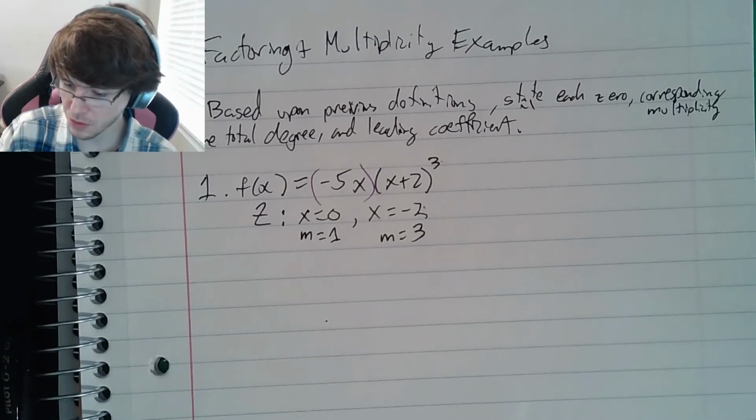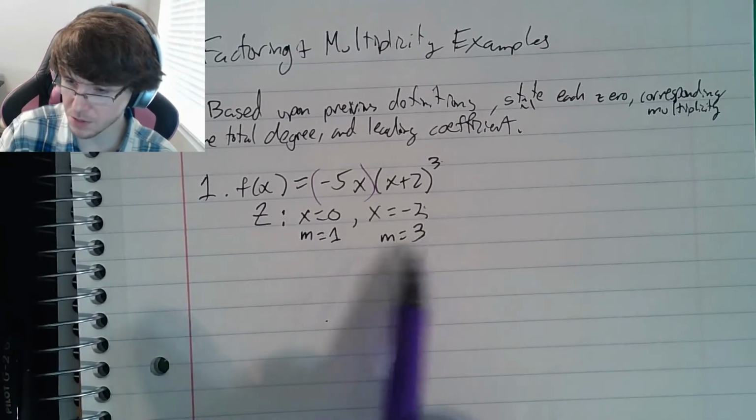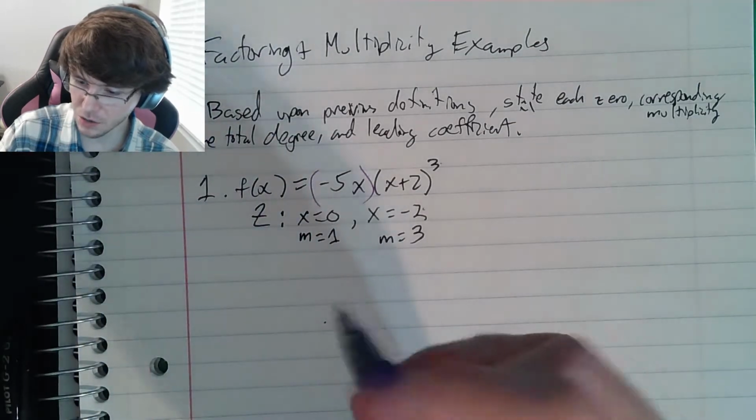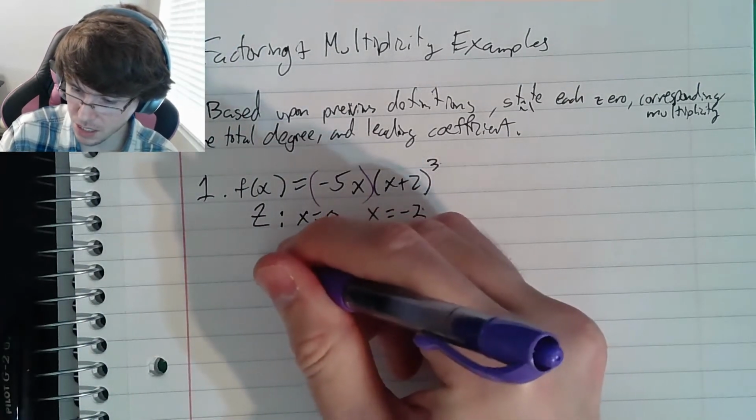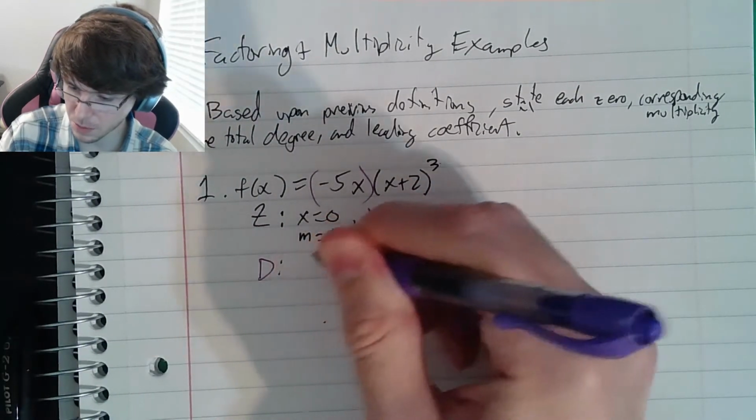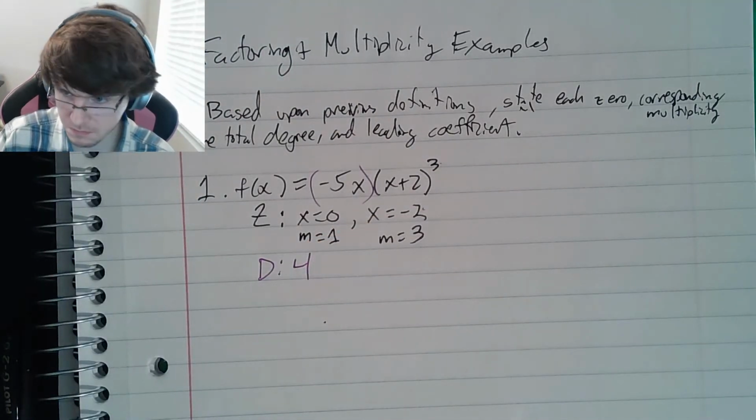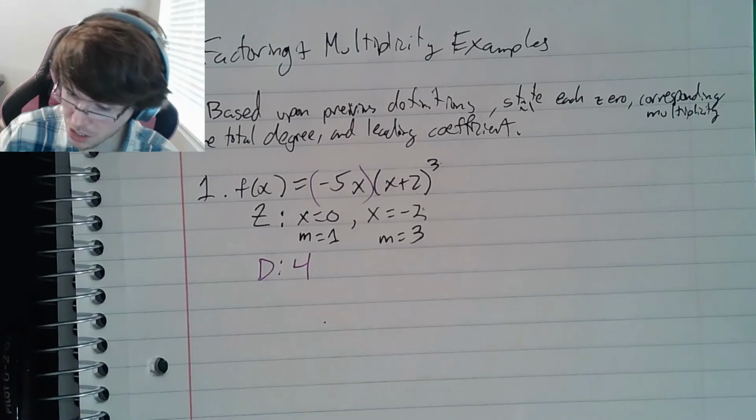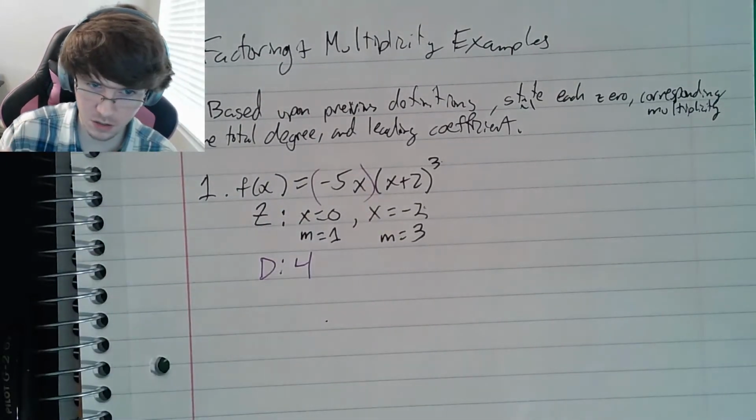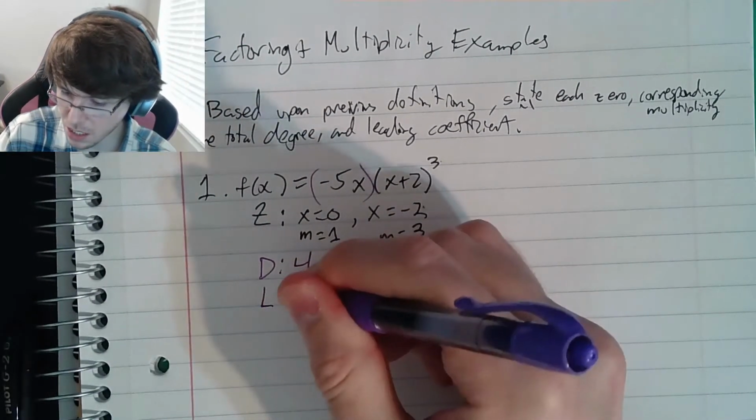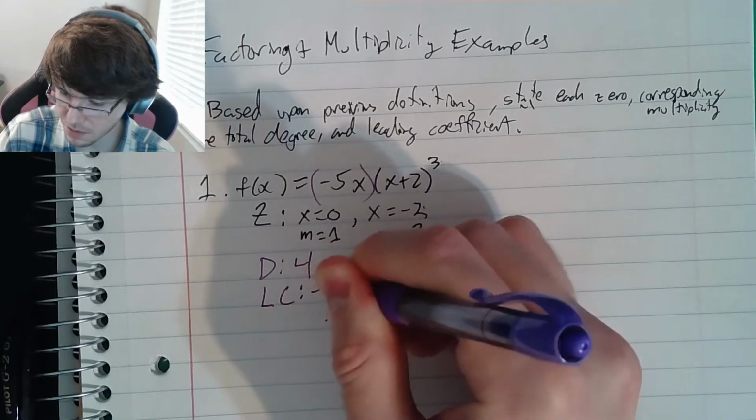The total degree is when you add up all the multiplicities. So this one has an overall degree, we could say a degree, so it has a degree of 4. And the leading coefficient is just going to be the number in front, usually. So we could say the leading coefficient in this problem is negative 5.